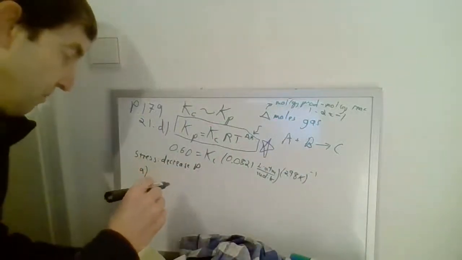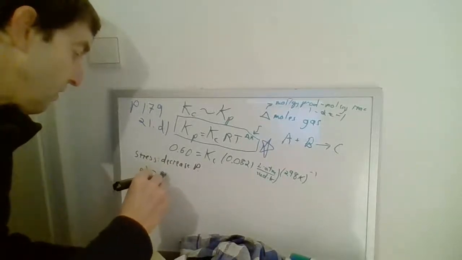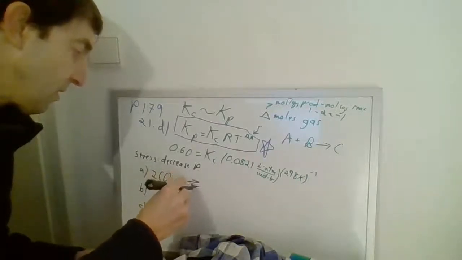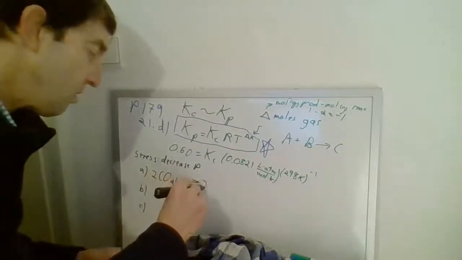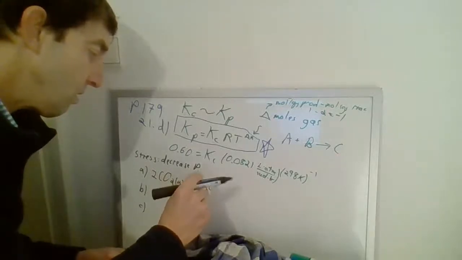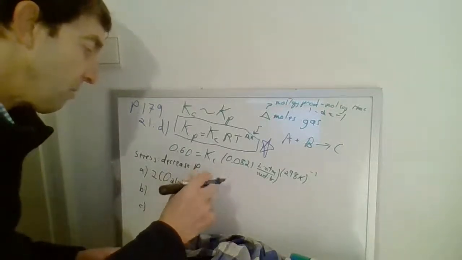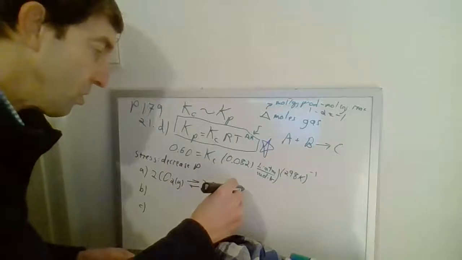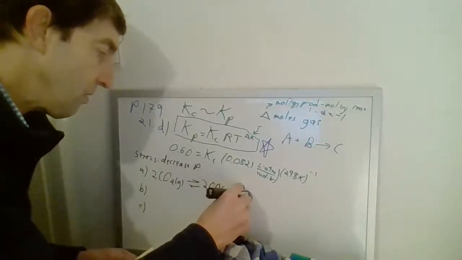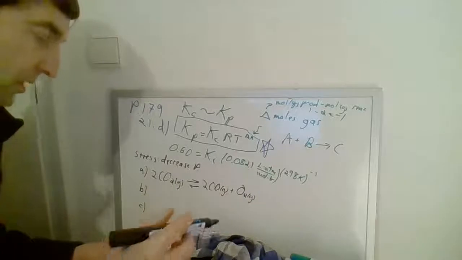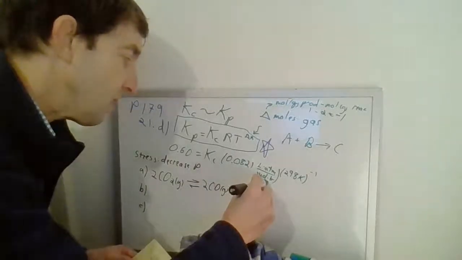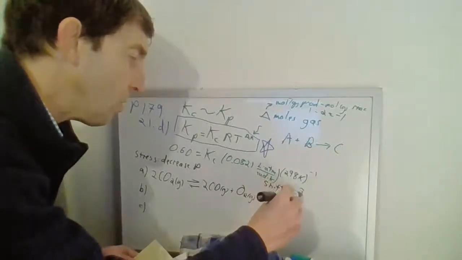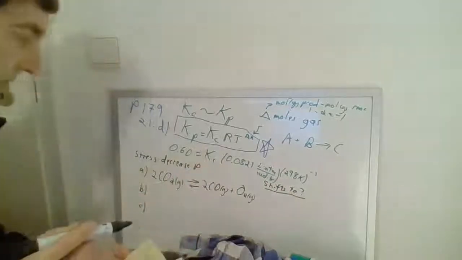First one is 2CO2, that's, of course, a gas, forms 2CO gas plus O2. And I'll say shifts to where? Okay, next one.